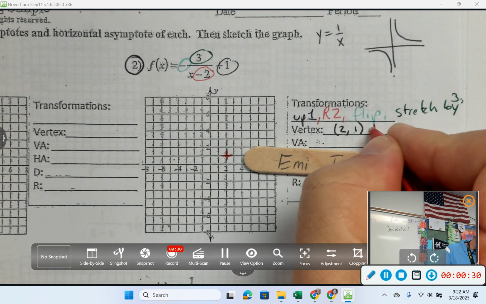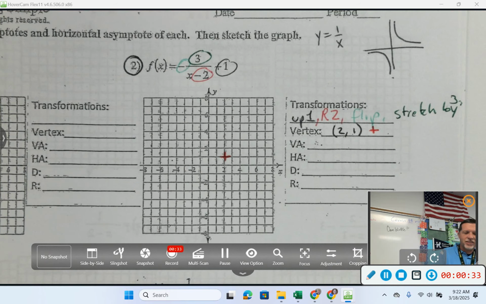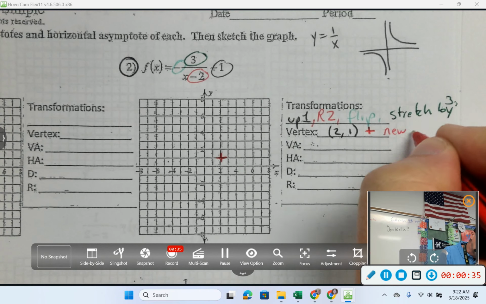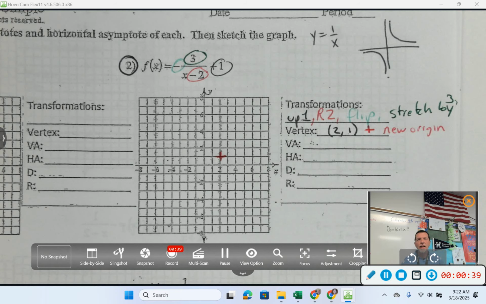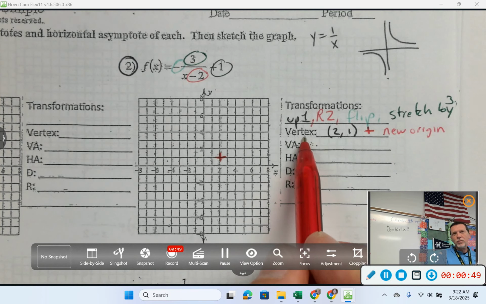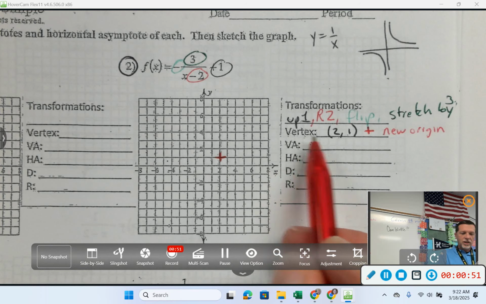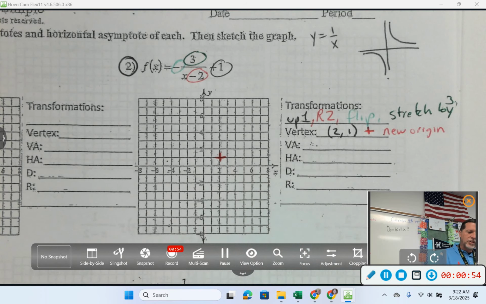And remember, I don't even like that it's called a vertex. It's better called the new origin or the new starting point, something like that. That's where we'll center our graph now. I think you could call it the center even, because it is the center of the graph. So again, vertex, I get it, because that kind of matches with parabola language and moving things around, but it's not really the vertex of anything.